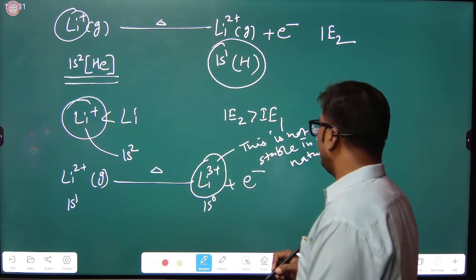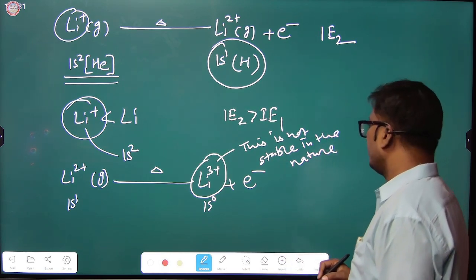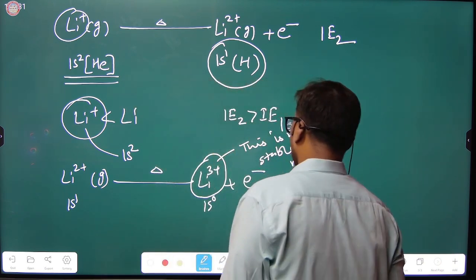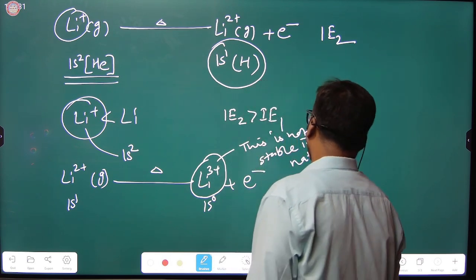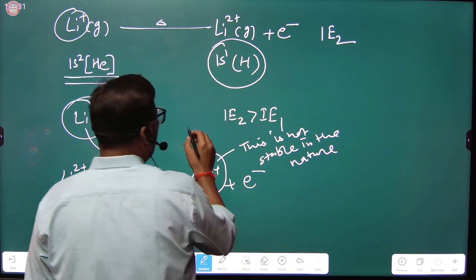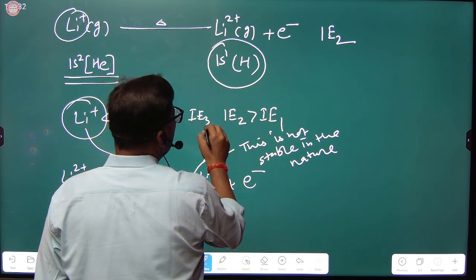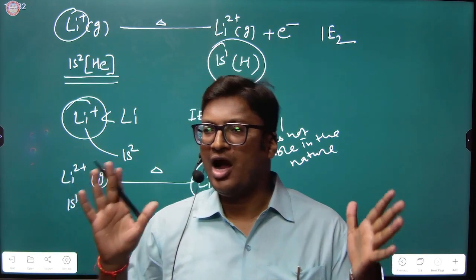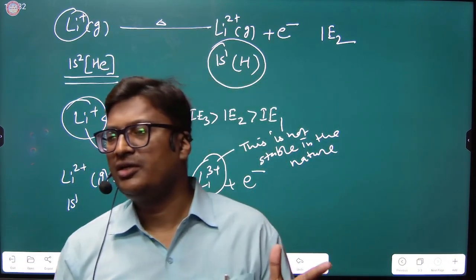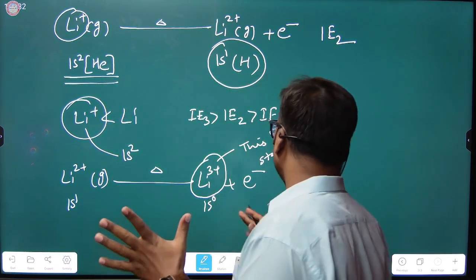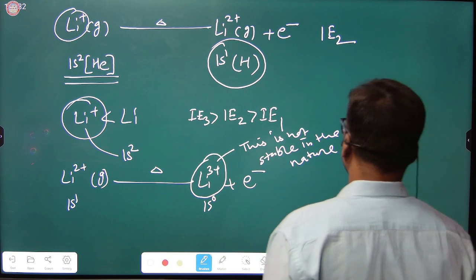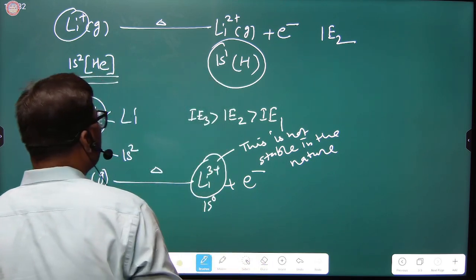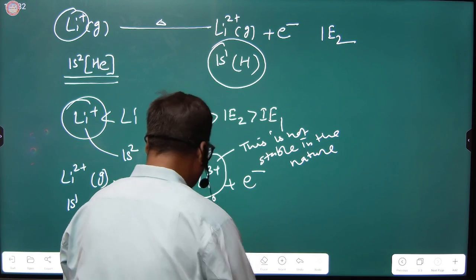So the third ionization energy in the case of Li2+ is not actually observed. If it is observed, then it will be very high. So IE3 will be very large. The third ionization energy is very high compared to the second ionization energy, and the first ionization energy is low for the alkali metals. We have collected the data for the alkali metals so that it can be understood here.